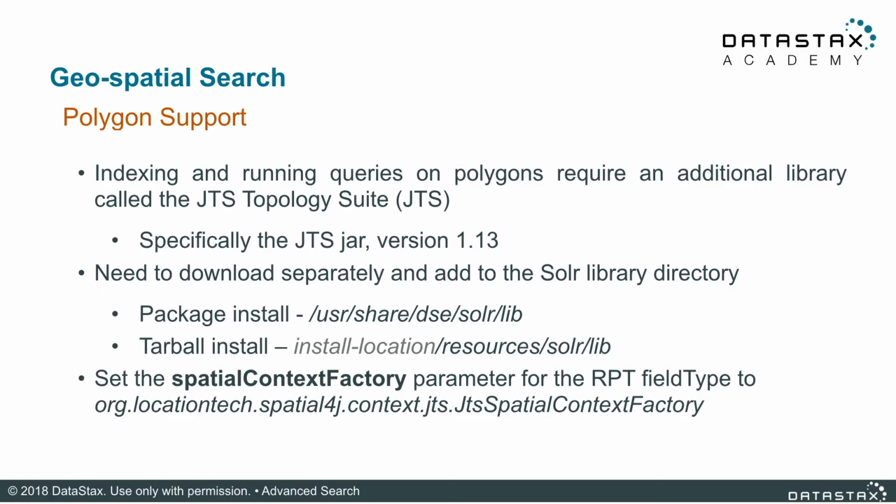Finally, there is a Spatial Context Factory parameter for the RPT field type that we are using in the search index schema, which should be added and set to the value org.locationtech.spatial4j.context.jts.JtsSpatialContextFactory. It may sound like a bunch of extra work in order to use polygons, but it's also fully compatible with our point type and line string type, so we really only need to do this once.